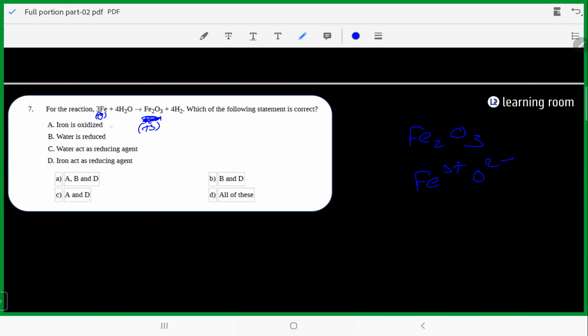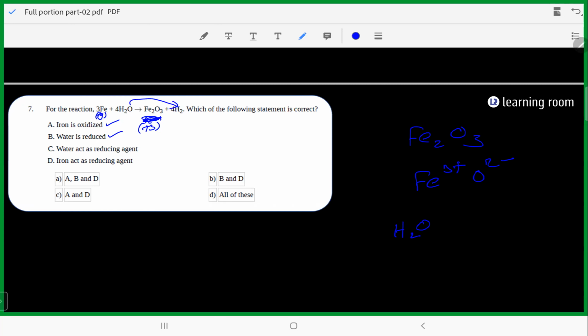So iron is oxidized. Water is reduced. When you have water, H2O, the hydrogen is +1, no? So the hydrogen in H2O, the oxidation state of... so the water is reduced, because oxygen reduction of oxygen to hydrogen, no, that's why.